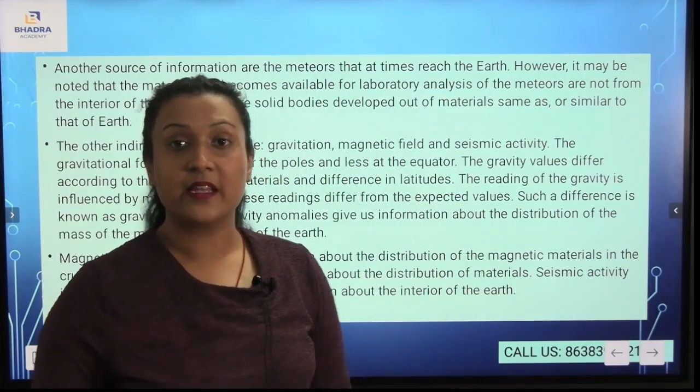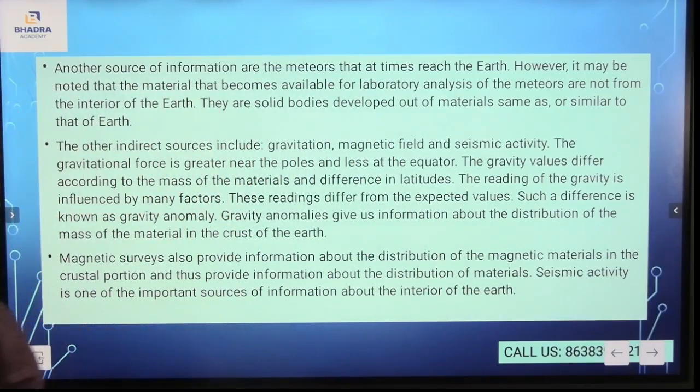Now we will be understanding the indirect sources. Another source of information are the meteors that at times reach the earth. However, it may be noted that the material that becomes available for laboratory analysis from the meteors is not from the interior of the earth. They are solid bodies developed out of material the same as or similar to that of the earth.